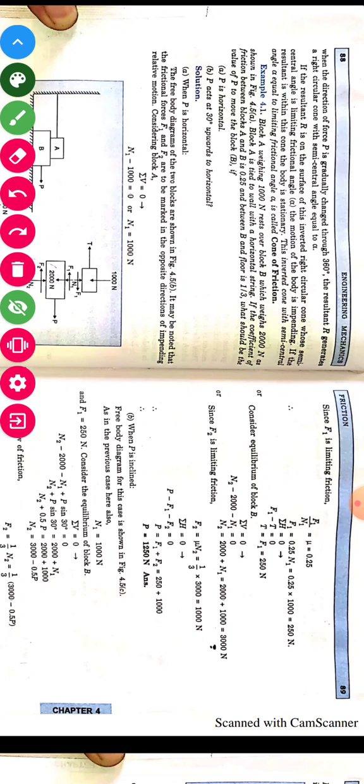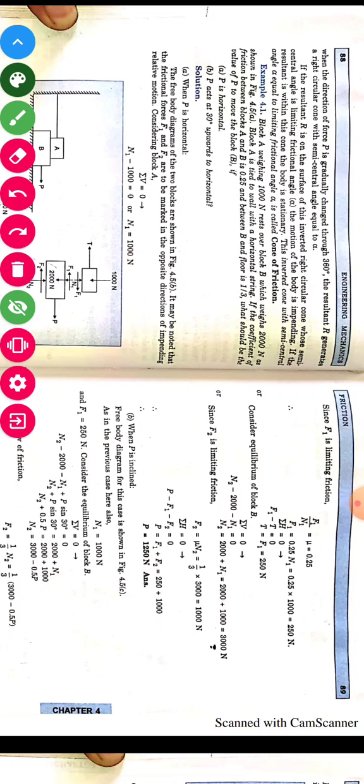So if we consider horizontal forces, what are the horizontal forces on block A? One is F1, the other is T. What is F1 here? Is it positive or negative? It is positive. And what about T? It is negative. So F1 minus T is equal to 0. F1 value we already know, so from there we get the T value. T is equal to F1, which is 250 Newton.